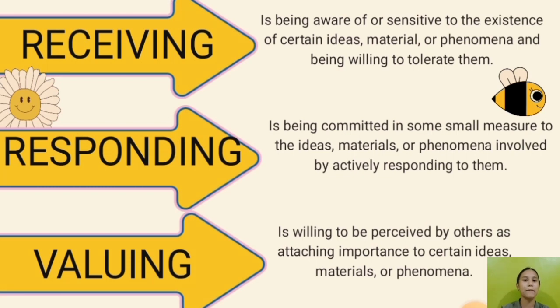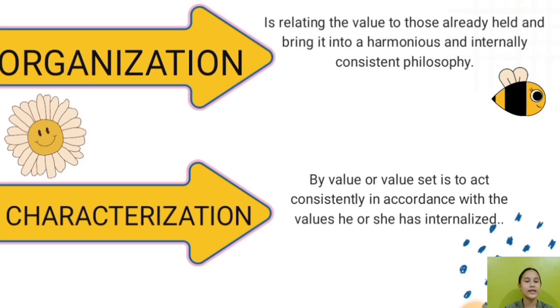The fourth step is organization, which is relating the value to those already held and bringing it into a harmonious and internally consistent philosophy. It is concerned with bringing together different values, resolving conflicts between them, and beginning the building of an internally consistent value system.